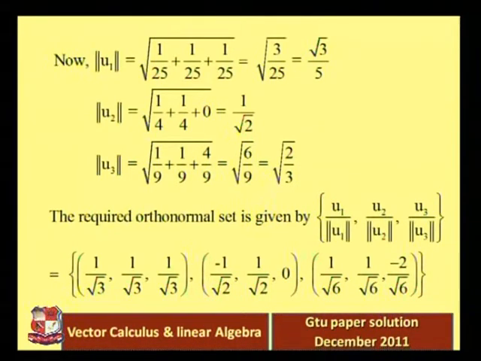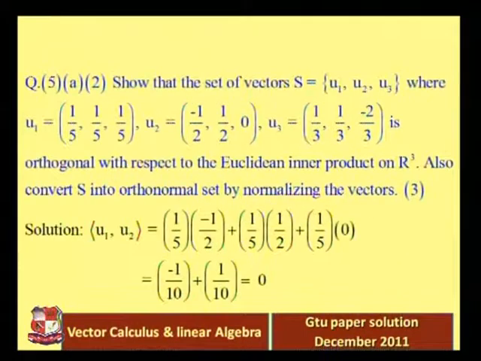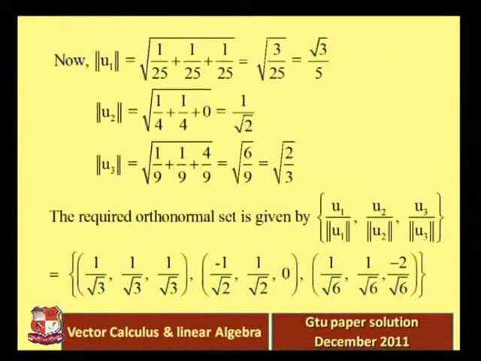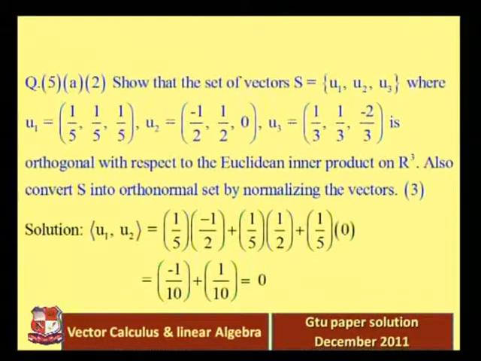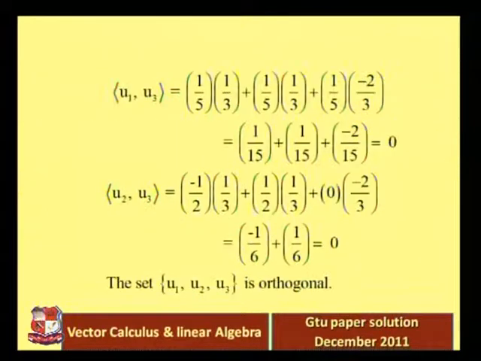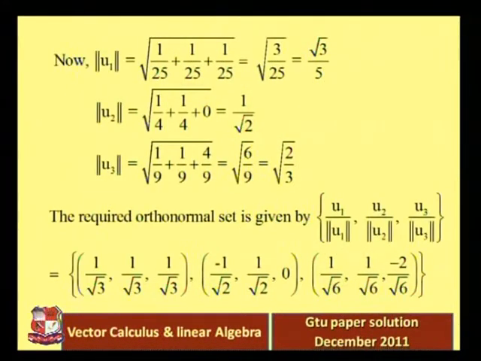Now find norm u2, where u2 is (-1/2, 1/2, 0). So the square root of 1/4 plus 1/4 plus 0, that is 1 upon root 2. Now norm u3 is equal to the square root of 1/9 plus 1/9 plus 4/9, that is the square root of 6/9, which is equal to root 2 by root 3. So the required orthonormal set is given by u1 upon norm u1, u2 upon norm u2, u3 upon norm u3.